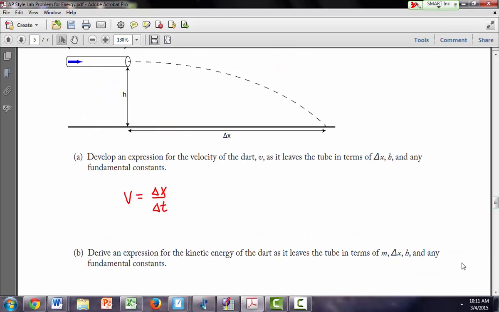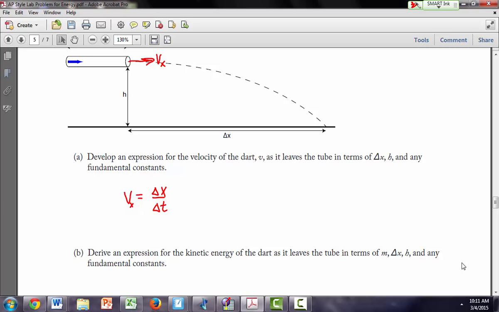I just wanted to clear the ink off of that page. So we want to develop an expression for the velocity of the dart, and what we're going to use is the kinematic equations. We know the initial velocity is all in the x direction, so we have a Vx there. It's equal to displacement over time. I need to come up with an expression for time in terms of h and a fundamental constant.